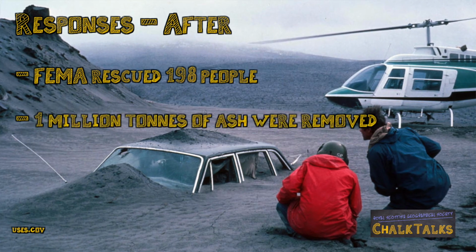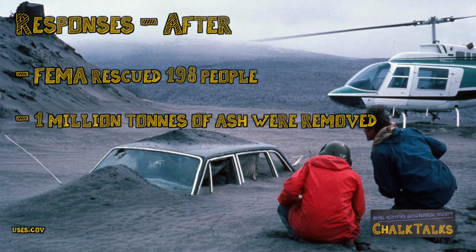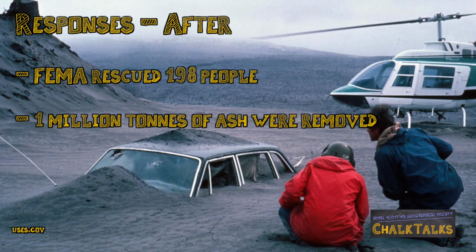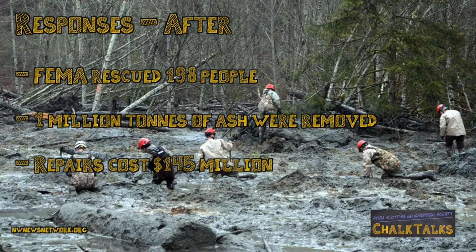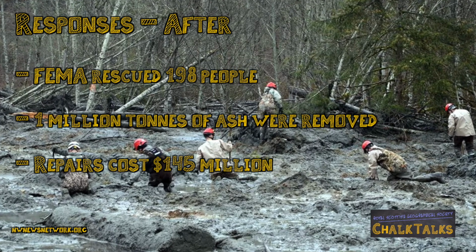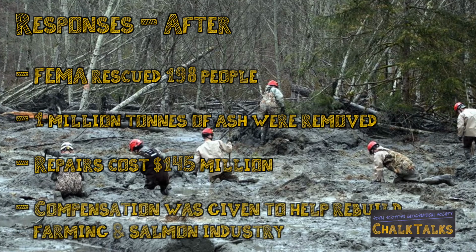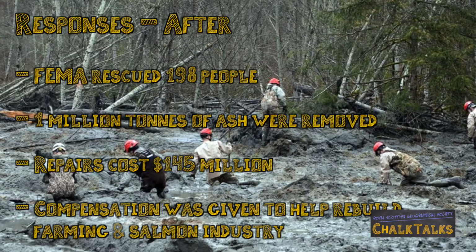1 million tonnes of ash were then removed from roads and the surrounding landscape at a cost of $1 million, with around 200,000 people temporarily employed in the clean-up effort. Houses, roads and railways were repaired at a cost of $145 million. Millions of trees were replanted to help rebuild the forestry industry, and farmers and salmon fishers were also given compensation to help rebuild their industry.